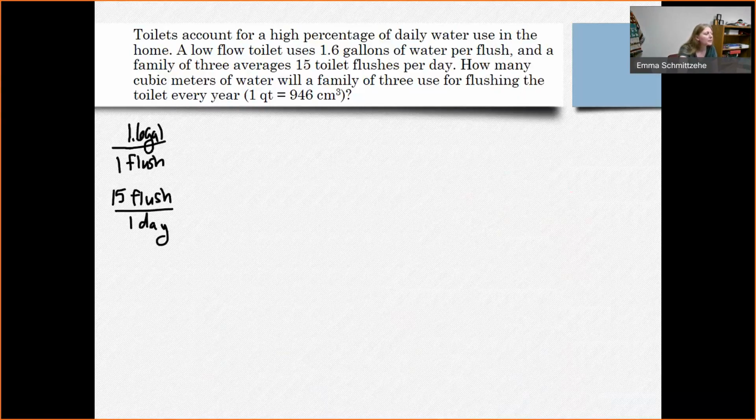Okay. And then it says, how many cubic meters of water will a family of 3 use for flushing the toilet every year? Okay. And then there's another unit relationship. This 1 quart is equal to 946 centimeters cubed. Okay. And those other things I skipped are kind of related to what's being looked for. So how many cubic meters of water family use for flushing the toilet every year. So cubic meters, that's what I'm looking for.